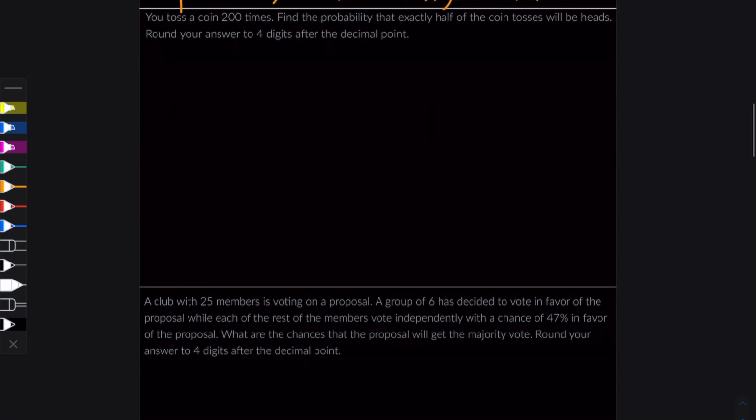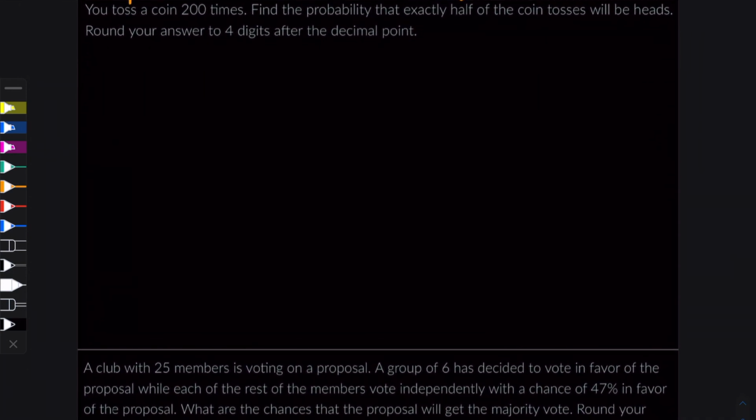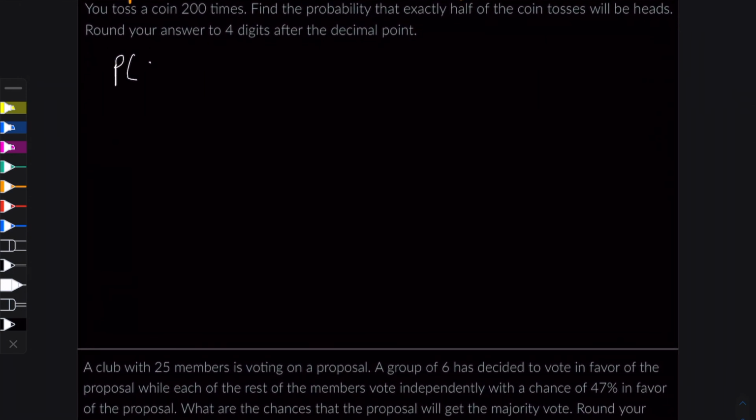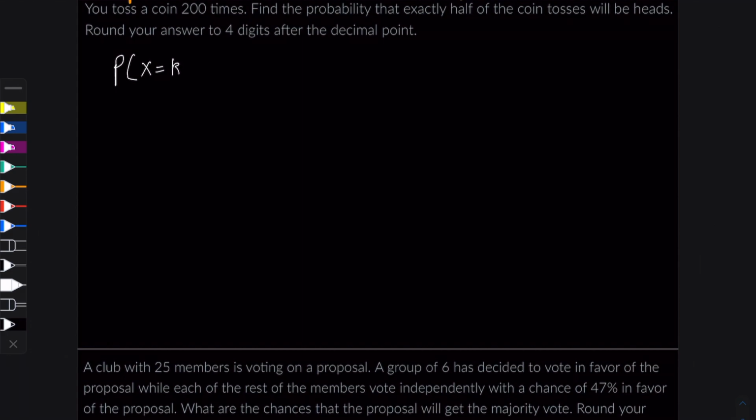You toss a coin 200 times. Find the probability that exactly half of the coin tosses will be heads. Round your answer to 4 digits after the decimal point. So this goes back to our equation we were talking about earlier, where the probability that x equals k is n combination k, p to the k, 1 minus p to the n minus k. And so now we're going to identify what our n is here, what our k is here, what our p is here.